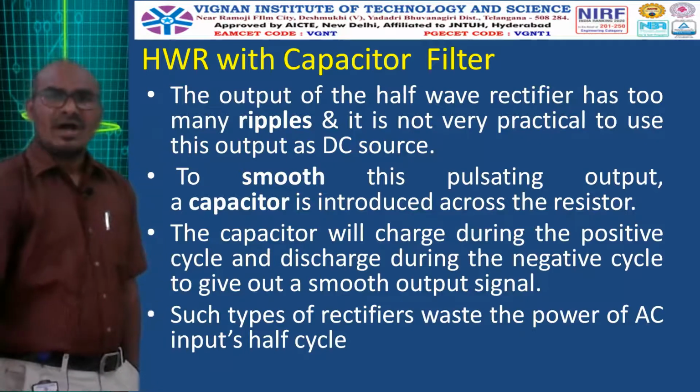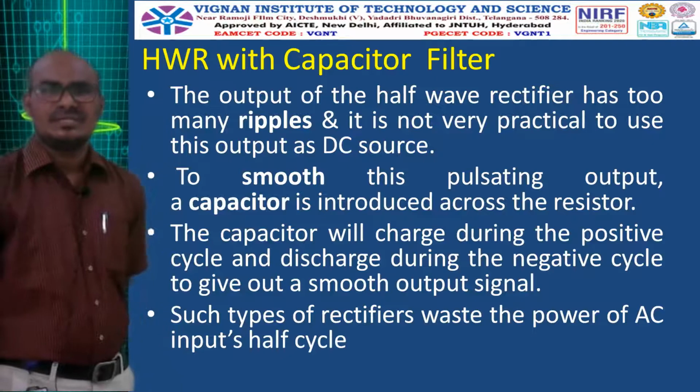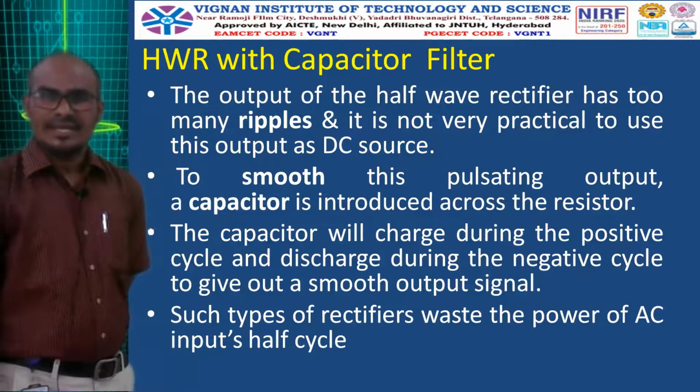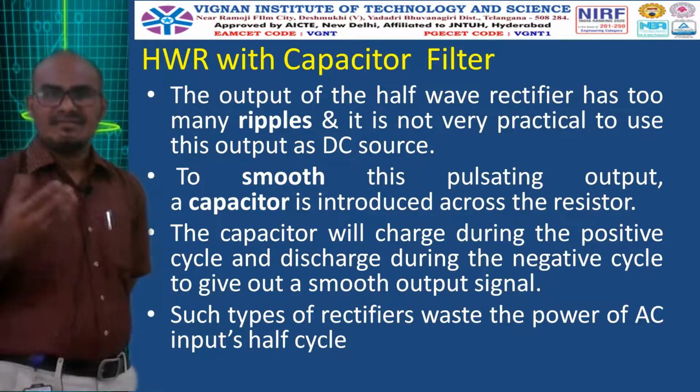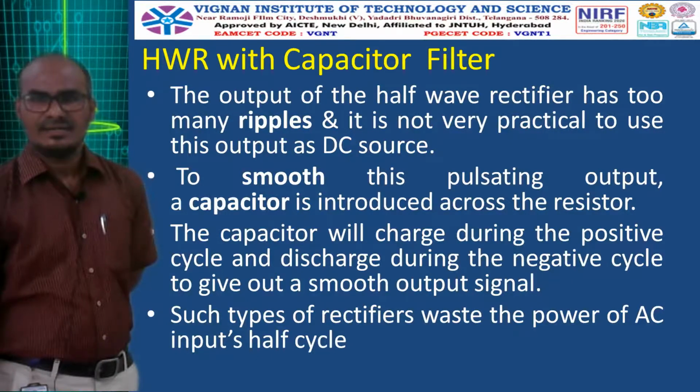The output of the half wave rectifier has too many ripples, and it is not very practical to use this output as a DC source. To smooth this pulsating output, a capacitor is introduced across the resistor. So this capacitor will behave as a filter. And how it works, let us see with the diagram.